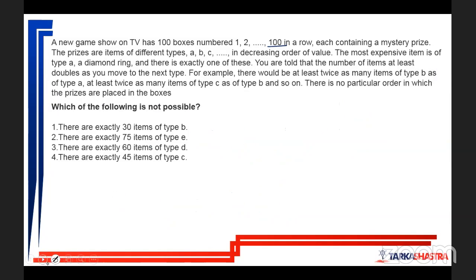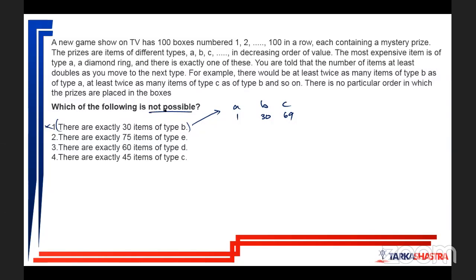Okay. Next question. Which of the following is not possible? So we try to make different permutations for these and try to solve them. For this one, there are exactly 30 items of B. So A, B, and C. A would have one, B would have 30, and C would have the remaining 69, and the condition is satisfied. This is possible, so this is definitely not our answer.